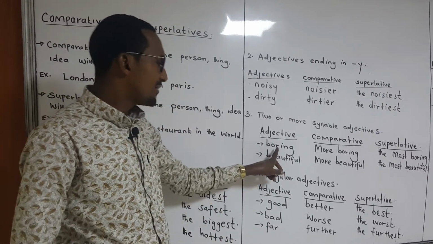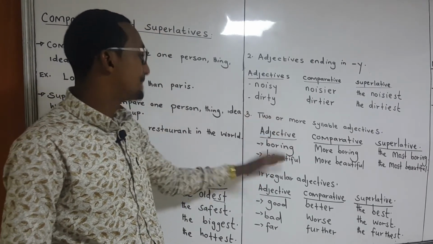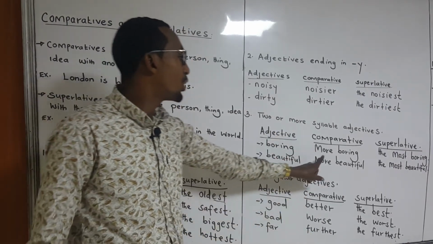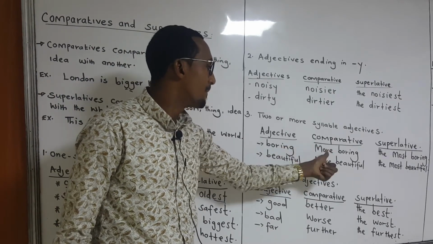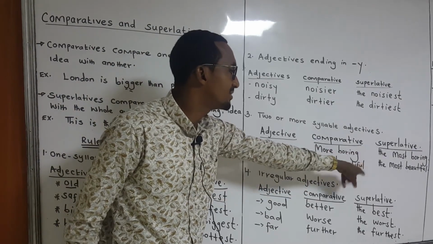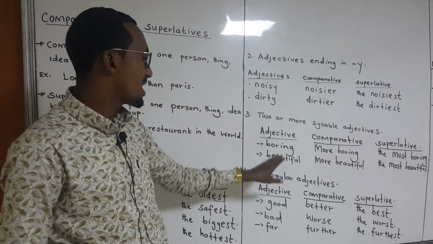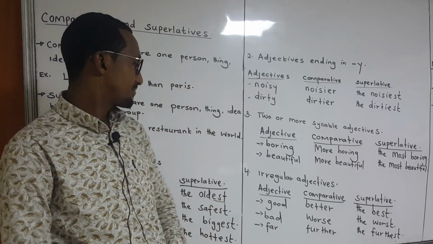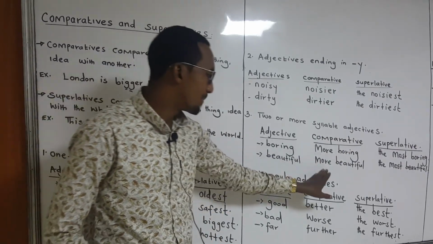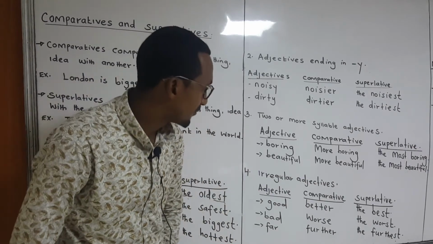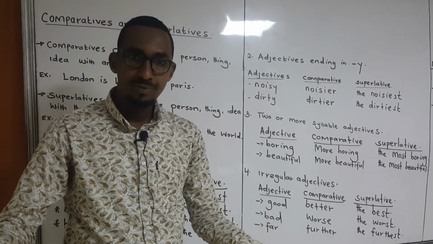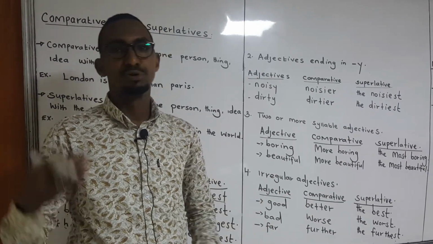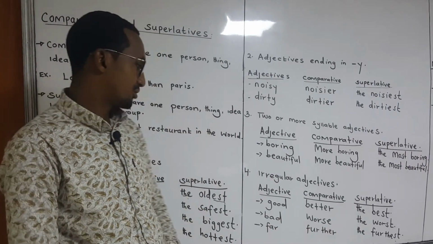What will happen when we have two or more syllable adjectives like boring? We will not add ER or EST. We will only put more before the comparative and then the most before the superlative. Then we say boring, more boring, the most boring. Beautiful, more beautiful, the most beautiful. Expensive, more expensive, the most expensive. Dangerous, more dangerous, the most dangerous, and so on.